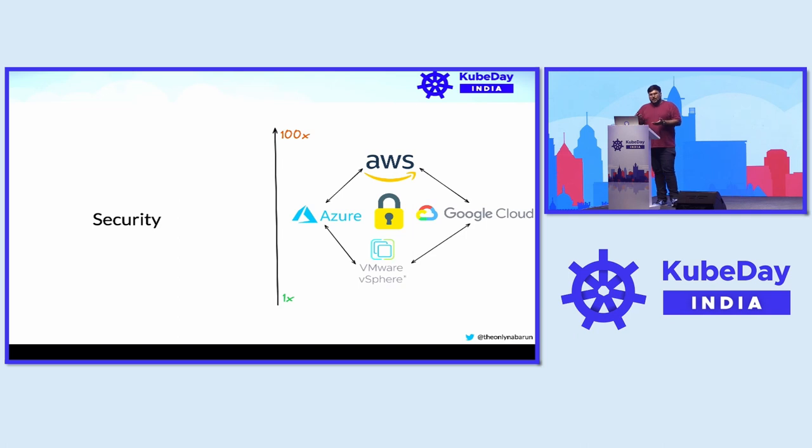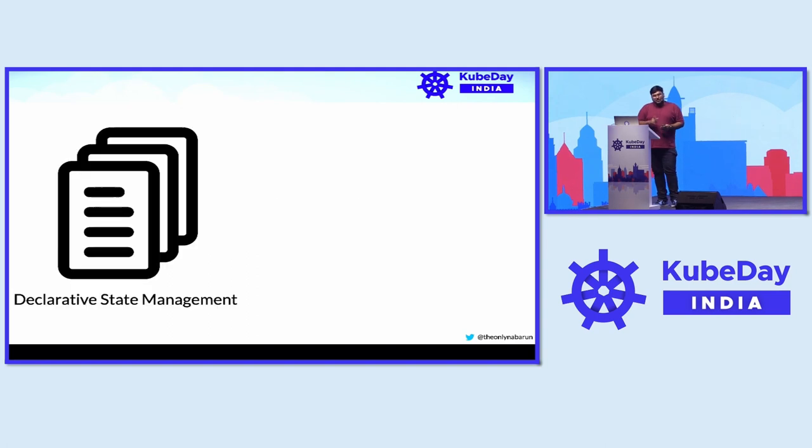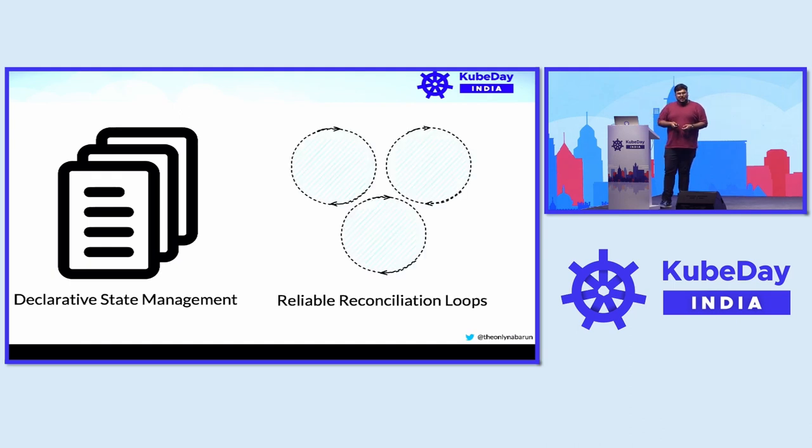Now, all of that aside, how is it even related to Kubernetes? And why is Kubernetes so good for this? You might know Kubernetes as something that can run apps, run your deployments, run your databases, run your ML workloads, run your batch applications. What makes it so great is, number one, the declarative state management engine that comes with Kubernetes. You can just apply some sort of manifests, and then you expect Kubernetes to reconcile those reliably and act on them and create and do things for you.